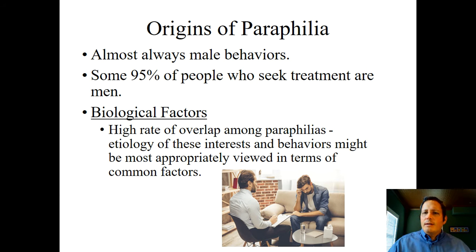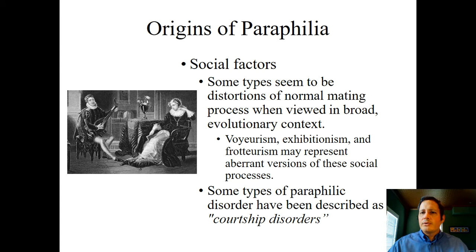As far as factors that influence the development of paraphilia, there is a high rate of overlap, so the causes or biological underpinnings of those interests and behaviors that lead to the paraphilia might most appropriately be viewed in terms of the common factors that they all share in regards to the biological influences. What you're going to see more in the differentiation between paraphilias is in regards to the social factors. There are some types of paraphilias that seem to be distortions of the normal mating process when viewed in a broad evolutionary context.